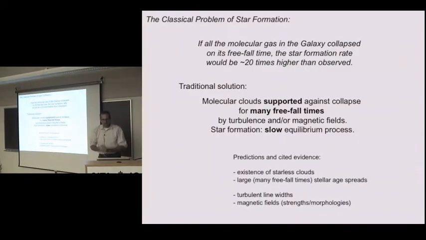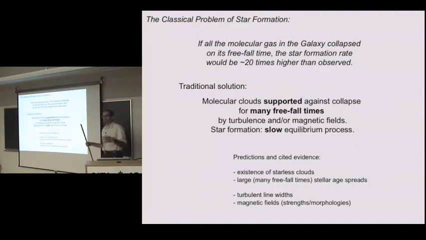Okay, so here's the old problem, of course, the classical star formation problem, as we heard already yesterday. If all molecular gas in the galaxy collapsed in its free-fall time, then the observed star formation rate would be, pick a number, 20 times, 100 times, 30 times higher than observed. And this is of course a very naive argument.